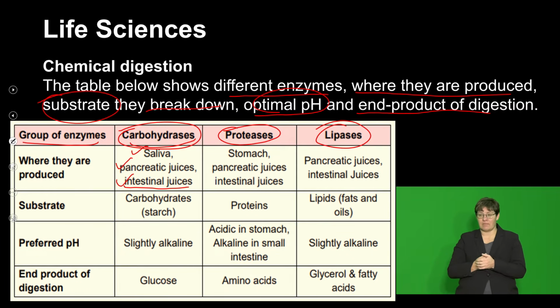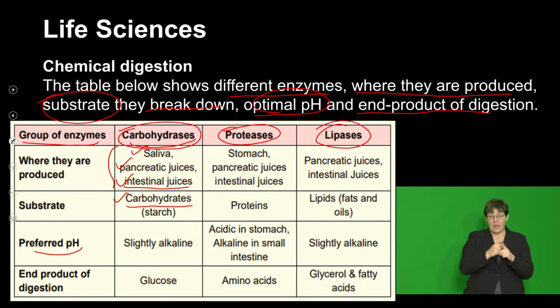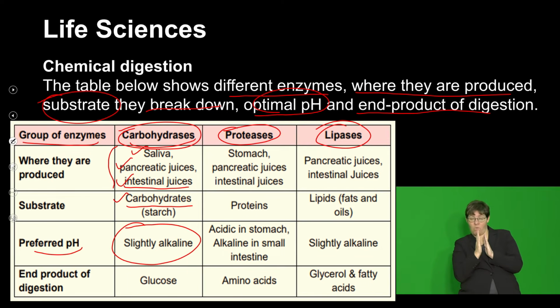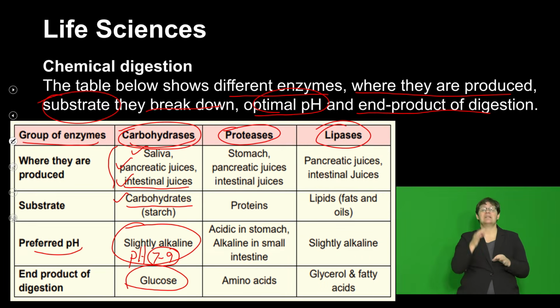The substrate that these enzymes work on is carbohydrates. So saliva, pancreatic juices, and intestinal juices all contain enzymes that break down carbohydrates and complex starch. The preferred pH for all of these enzymes is slightly alkaline, so above 7, between 7 and 9, where the chemical digestion of carbohydrates takes place. Finally, all of the carbohydrates are broken down into the simplest monomer, called glucose. It is then that the glucose can be absorbed into the bloodstream.